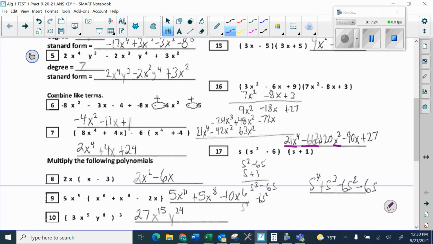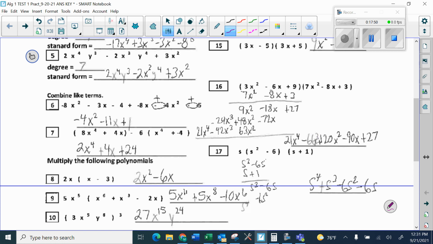Okay. Next, I deal with my x's. X to the first, coefficients, negative 90. And lastly, 27 is by itself. Constant goes at the end. Now that is in standard form. Highest degree down, 4, 3, 2, 1, and remember that constant is degree 0. I can always write that as x to the 0, which equals 1.